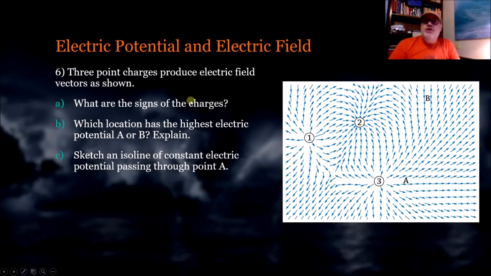Okay, three point charges produce electric field vectors as shown in this diagram. What are the signs of each of these charges? Which location has the highest electric potential, A or B? And sketch an isoline of constant electric potential that passes through point A. All right, work that one out, and then we'll do it together.